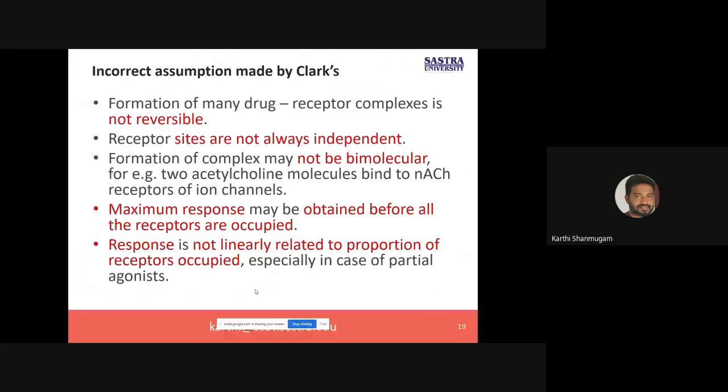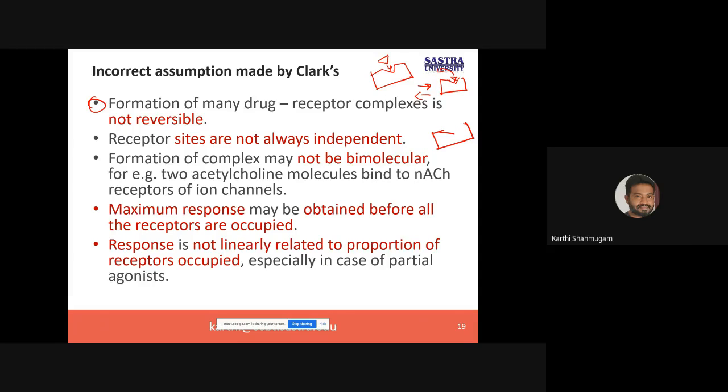So the first incorrect assumption is that the formation of many drug molecule complexes may not be reversible, right? This may be new for you, but this is a very interesting thing. We say that the drug molecule binds to the receptor, which leads to the formation of the drug receptor complex, and the interaction between the drug molecule and drug receptor is not permanent. So there should be some backward reaction, right? After some time the drug molecule should come out of the binding site. So that is his first assumption: bimolecular equilibrium exists, but it is not necessary that there should always be a bimolecular equilibrium.